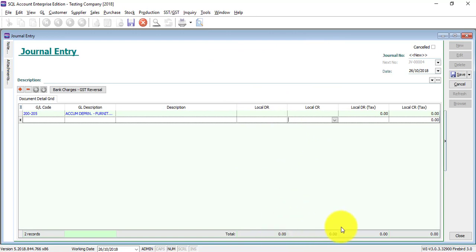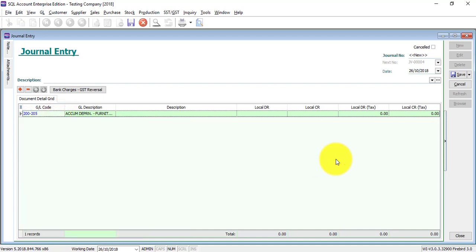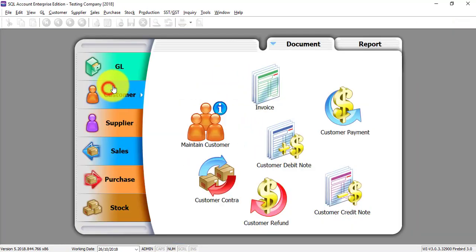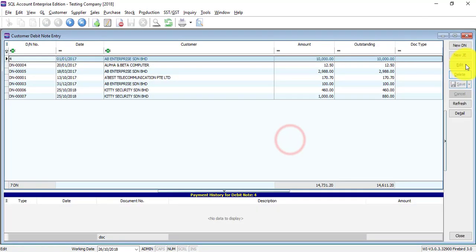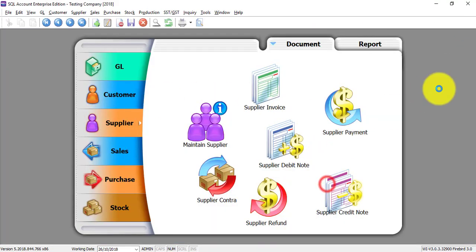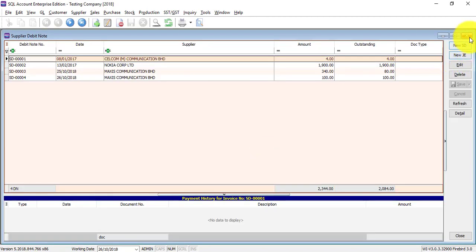But you must remember one thing: in the SQL Accounting System, under journal entry, you are not able to select customer or supplier. If you want to do an adjustment using a journal for customer and supplier, you need to go back to customer credit note. You will see new JE or customer debit note, new JE. JE stands for journal entry. New JE for supplier side, credit note, new JE for debit note supplier side.